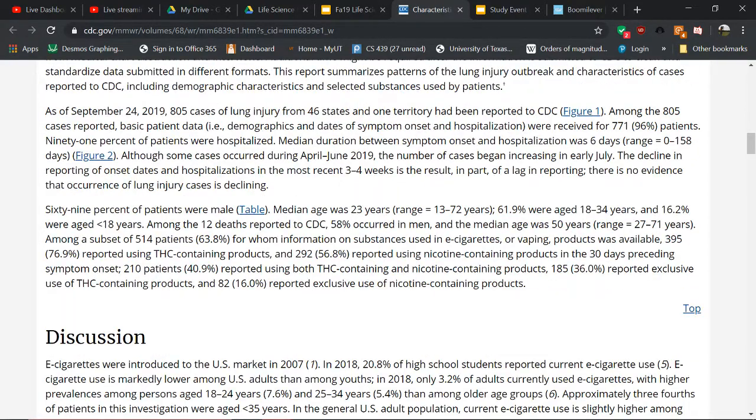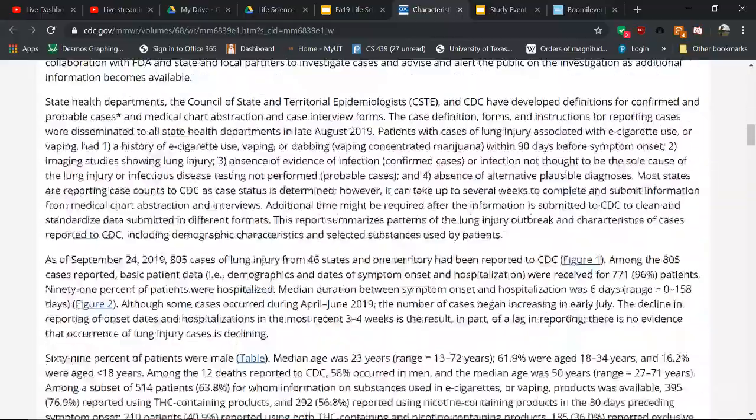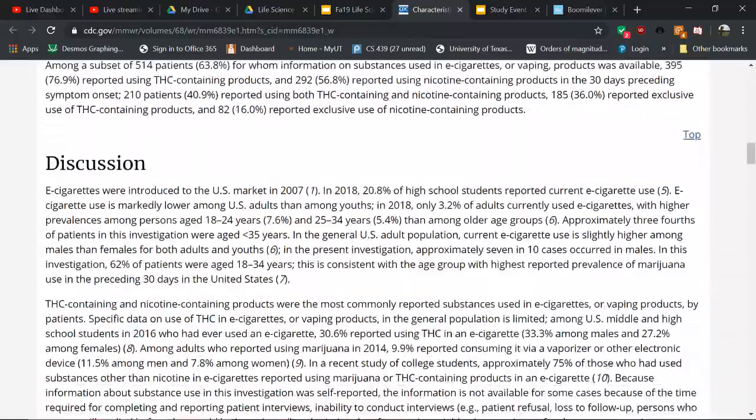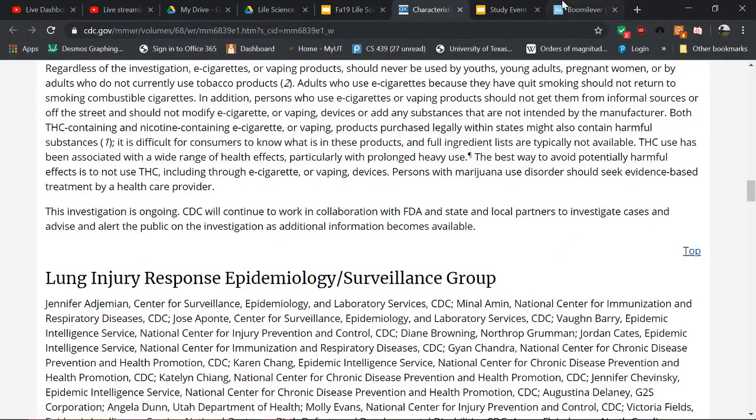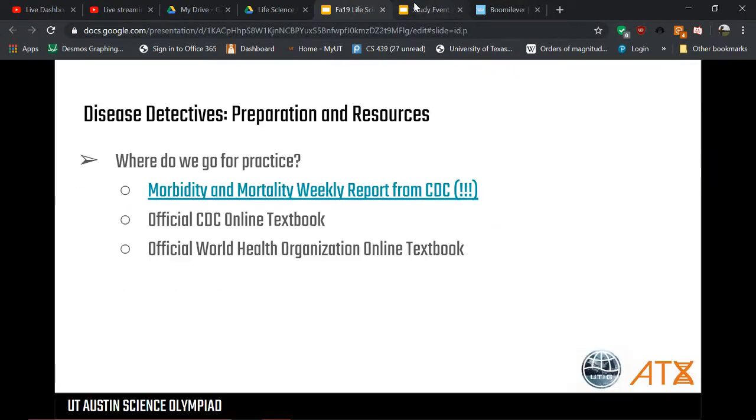Median age is 23 years old. So yeah, we talked about the age gap and all of that. If we go to the discussion, basically it's blah blah blah. Don't vape. Okay, so don't. Not that y'all needed to hear that.